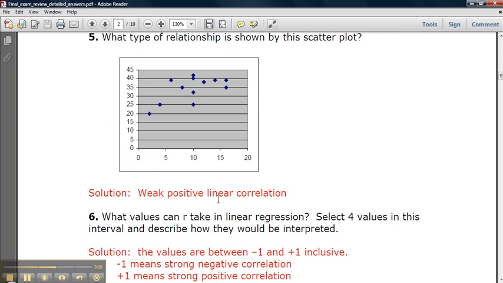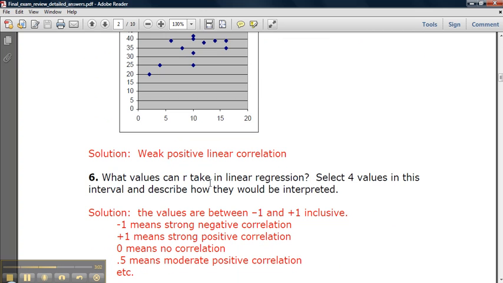So here, what values can R take in linear regression? Select 4 values in this interval and describe how they would be interpreted. Just remember, it goes from -1 to 1, and -1 means a strong negative relationship, +1 is a strong positive relationship, 0 means there's no correlation at all. So if you had like 0.8, that would be a strong positive, -0.8 strong negative, and so forth. You could choose any of those values.